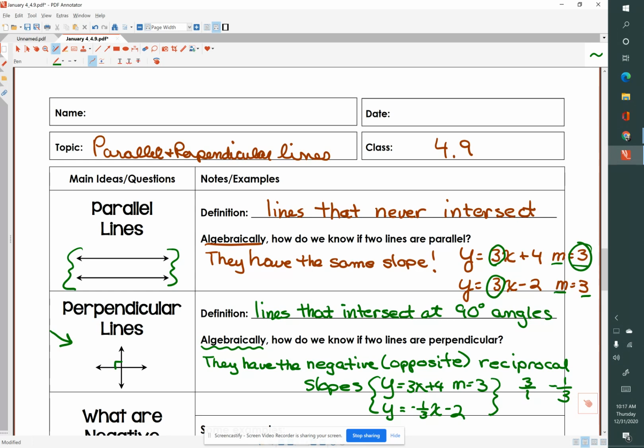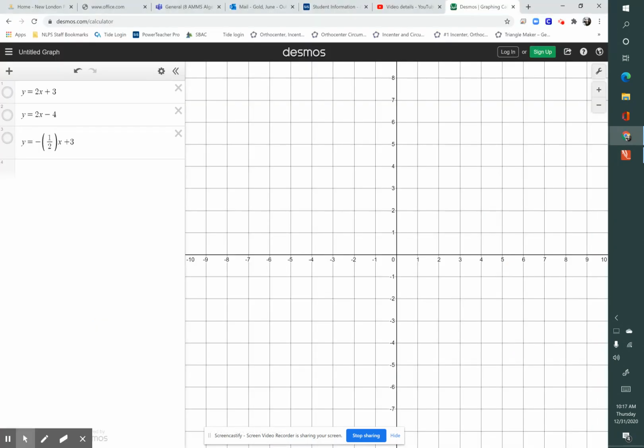Let's take a look at Desmos, okay? Let's take a look at this kind of in action, so to speak. So we've got here the equation of y equals 2x plus 3 in red. We can see that it crosses the y-intercept at 0, 3. We can see that it has a slope of 2. An easy way to look is to find this point here, and we count a rise of 2 and a run of 1, and that's a slope of 2.